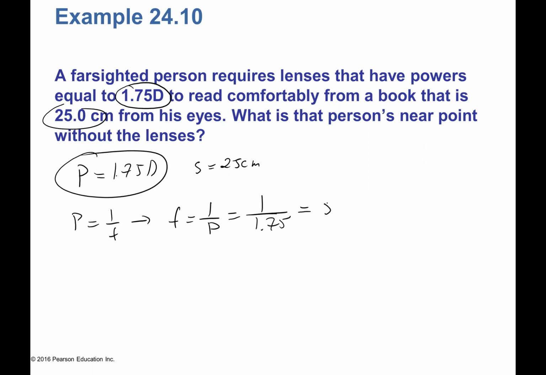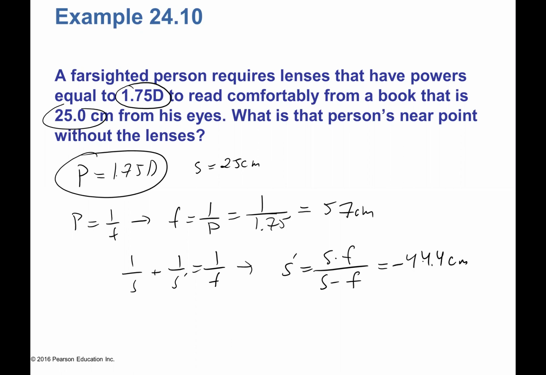So we get 57 centimeters. Then, calculating the image distance, 1 over s plus 1 over s prime equals 1 over the focal length, I can solve for s prime, which is s times f divided by s minus f. Once we plug in all the values, we get negative 44.4 centimeters.